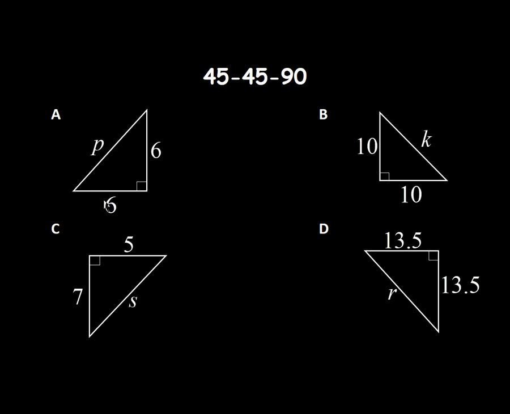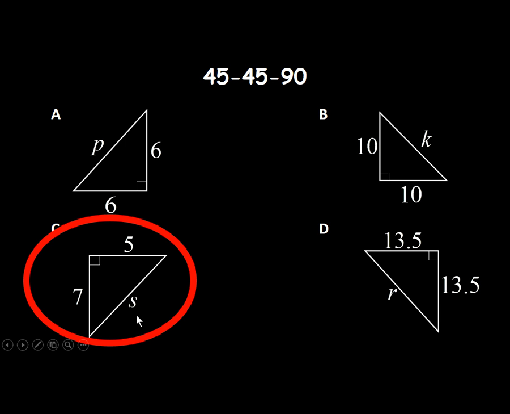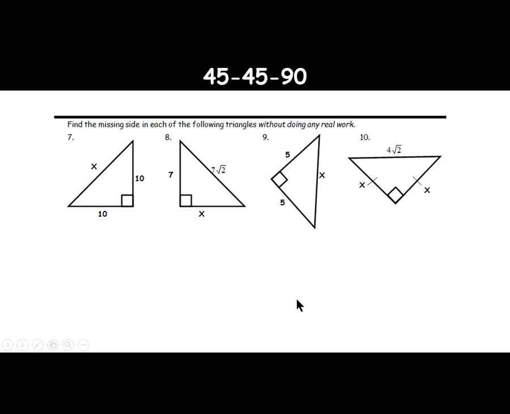In the first one, 6 and 6, the hypotenuse will be 6 root 2. 10 and 10, the hypotenuse is 10 root 2. But in letter C, I have 2 different numbers for the legs, so this is the one that isn't going to follow the pattern. Okay, so here are 4 quick problems. Let's just do the first ones here. For number 7, 8, and 9, find x.